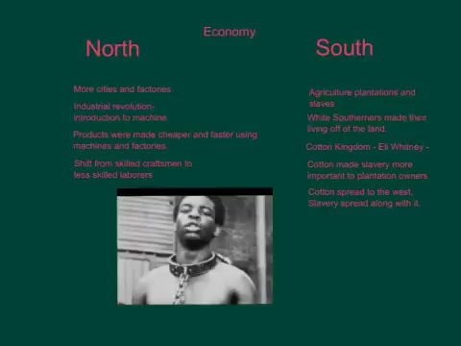The North and South had many differences in their economy. The North had more cities and factories, and they started the Industrial Revolution, which introduced the machine. They made their products cheaper and faster using machines and factories. They shifted from skilled craftsmen to less skilled laborers.